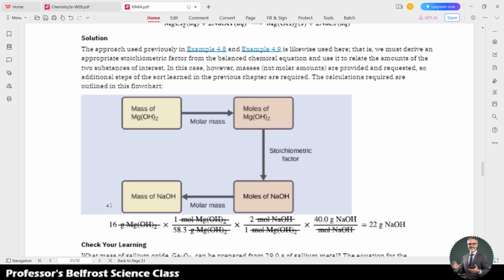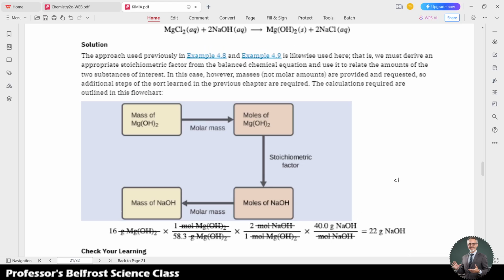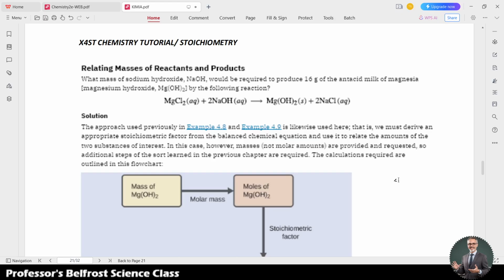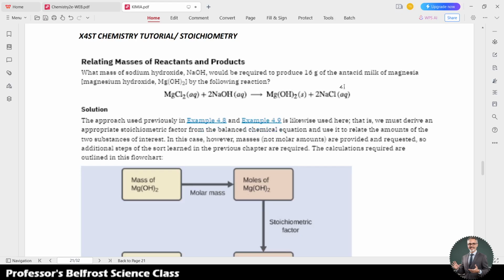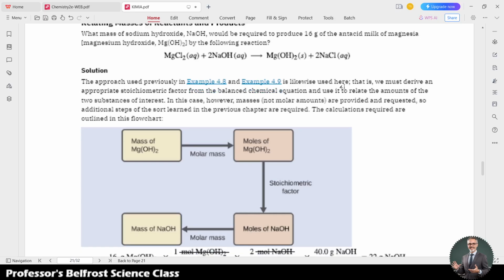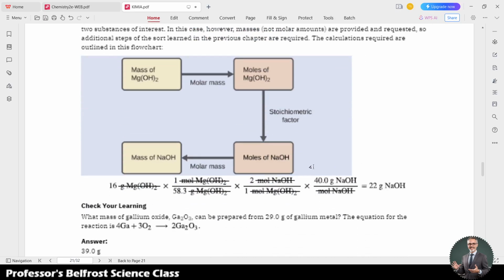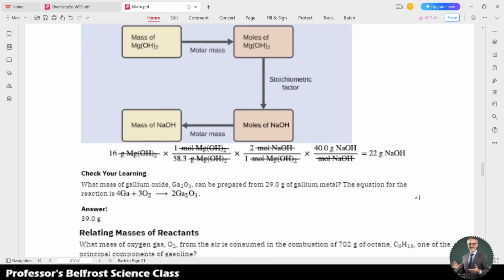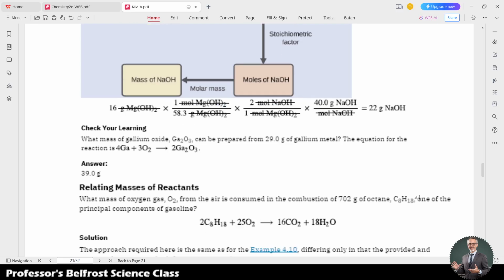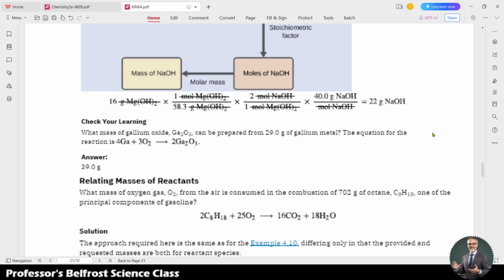So actually this is gram divided by the molar mass. So we know first how many moles are involved here, and later we just need to multiply it by the respective molar mass of the sodium hydroxide to know how much sodium hydroxide in grams we need. And here's the process that we need to follow. To check your learning, you need to solve this problem by yourself.